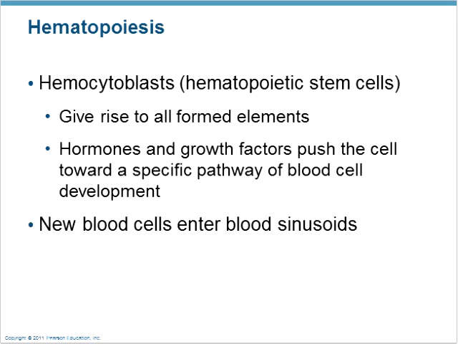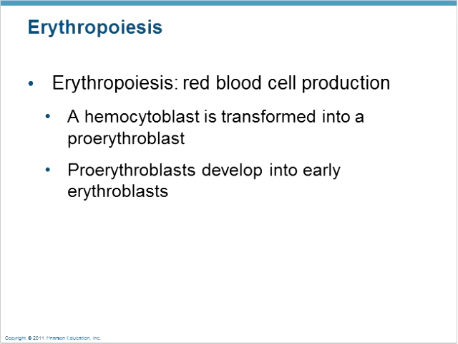Hematopoiesis starts out with hemocytoblasts. These are hemopoietic stem cells. They give rise to all the formed elements. They all start out as hemocytoblasts, and they give rise to those formed elements. These are the stem cells, or the beginning cells, or the embryonic cells of the system. Hormones and growth factors push the cell toward a specific pathway of blood cell development, and the new blood cells enter the blood sinusoids, as we call them.